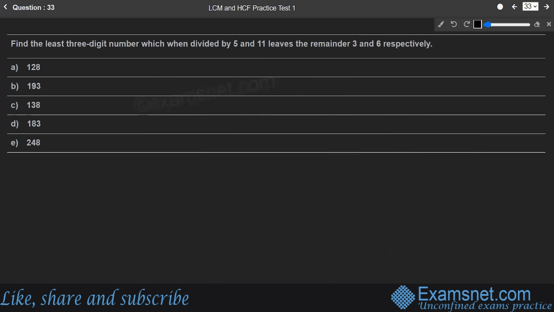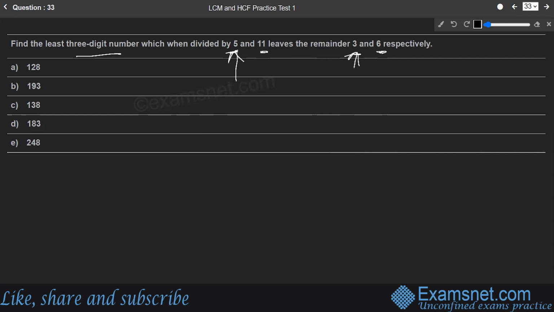Now, find the least three-digit number which, when divided by 5 and 11, leaves the remainders 3 and 6 respectively. So the number when divided by 5 leaves a remainder of 3, and the same number when divided by 11 leaves a remainder of 6. In this type of case, we go one by one. We'll take the case of 5 first: we are searching for a number which, when divided by 5, leaves a remainder of 3.